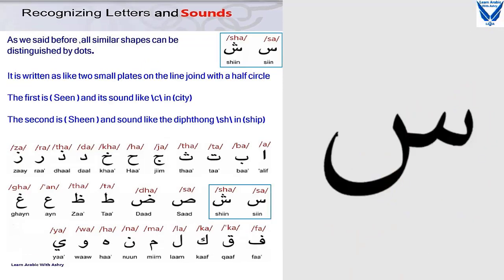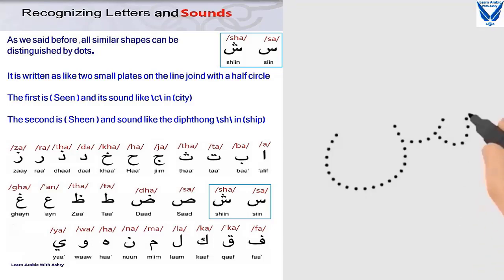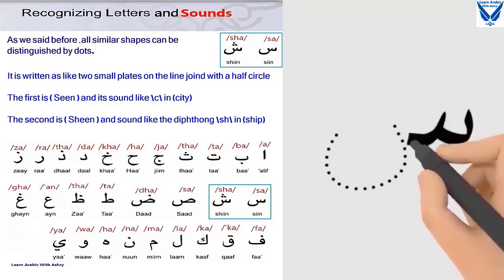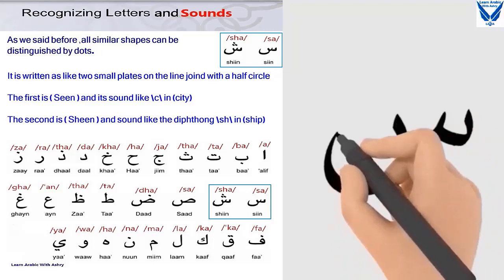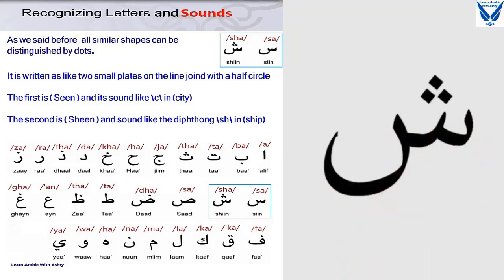This family is written as like two small plates on the line joined with a half circle. The first is Sin, and it sounds like S in city. The second is Sheen, and sounds like the diphthong sh in ship.